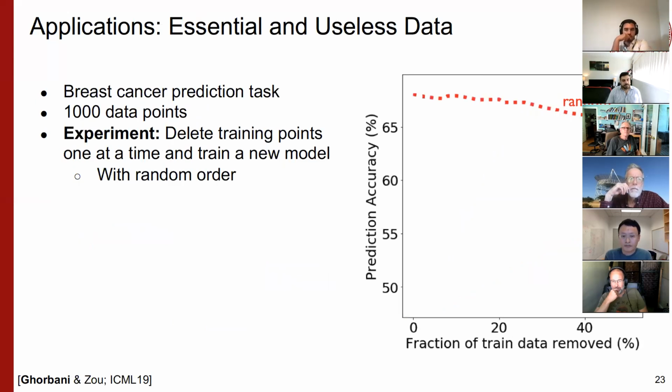But let's examine deeper what it means for a data point to have a very high positive value and a very high negative value. So assume we have a breast cancer prediction task, and we have 1,000 training data points, and we train a logistic regression model. What is the experiment we want to run?